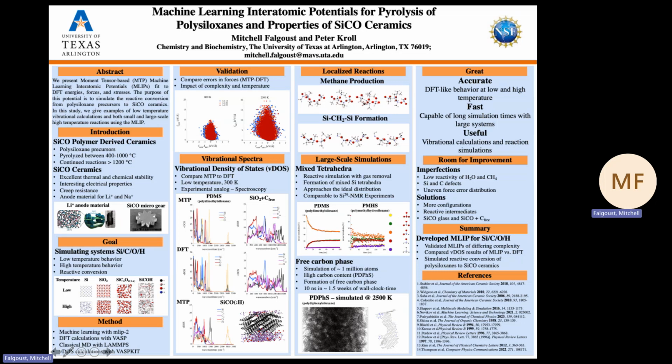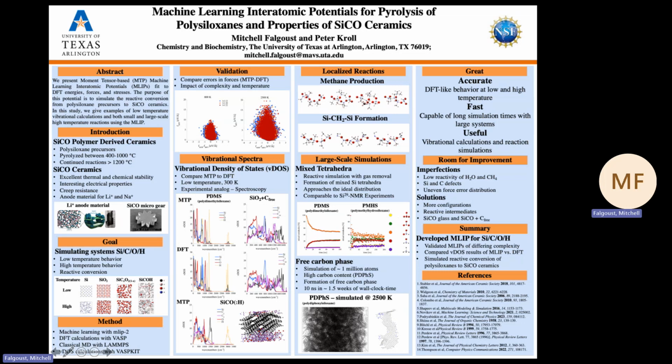We isolated a couple of reactions which are very important in the conversion process, such as production of gases and the formation of SiCH to Si linkages, which are important for the formation of the glassy SiCO phase. Speaking of the glassy SiCO phase, we looked into the mixed tetrahedra and the distribution of them according to heating simulations, in which we observed that they approach the ideal distribution of mixed tetrahedra. And these results are something that we can see in silicon NMR experiments.